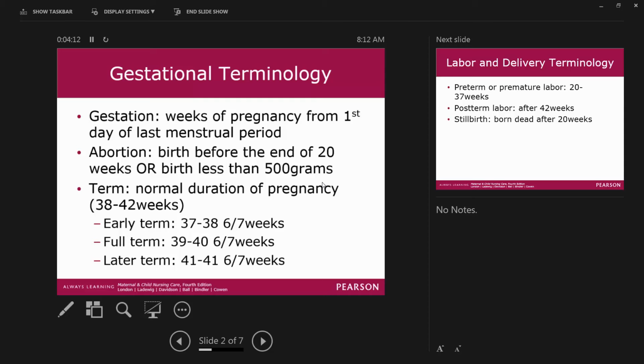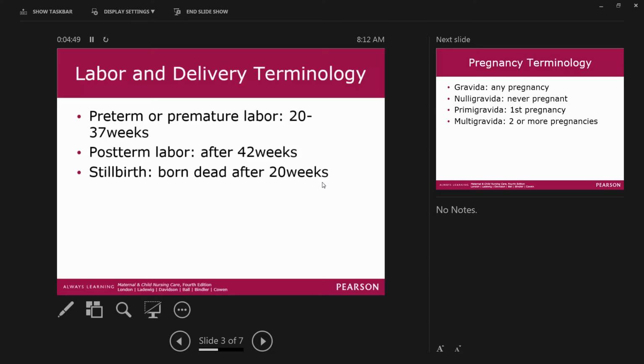And then because people are always calling it post-dates and preterm or something like that, they've divided term, 38 to 42 weeks, into something they call early term, full term, or later term. So we just can complicate things a little more, okay? So early term is anything from 37 to 38 and 6/7 weeks, okay? And you can see full term and later term, okay?